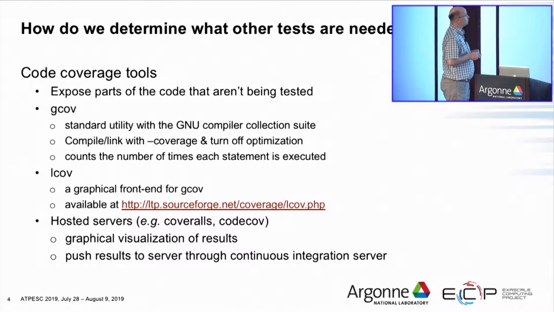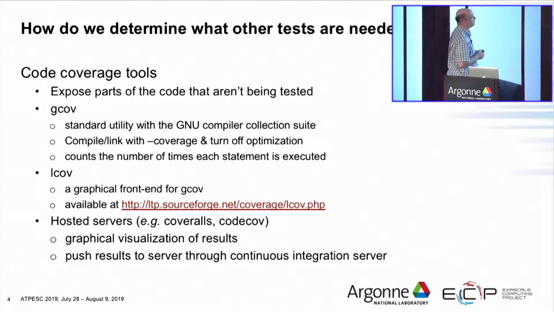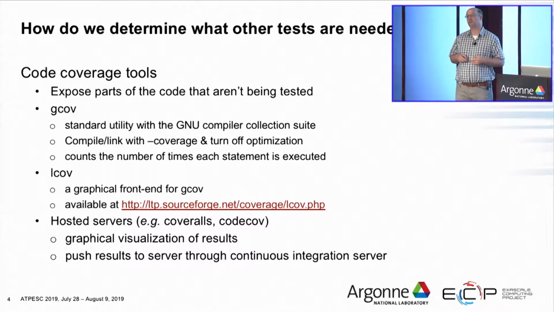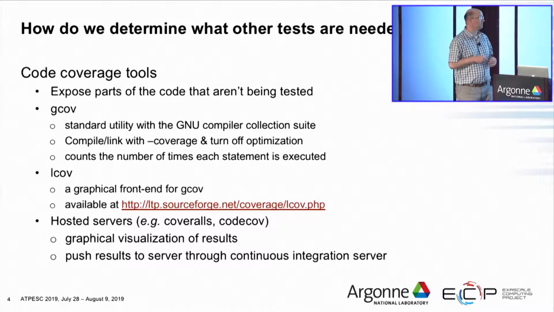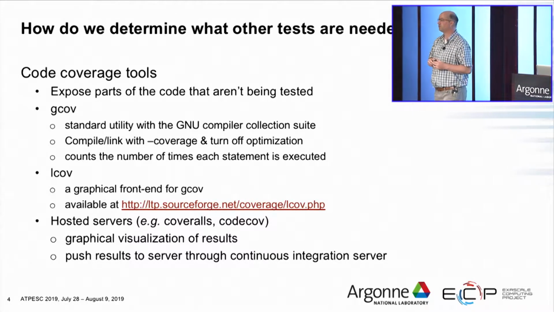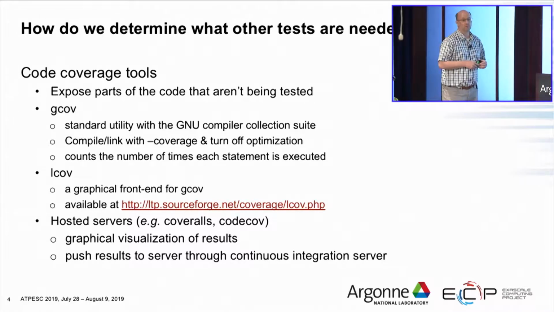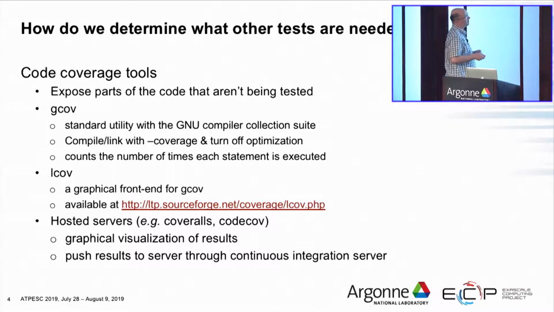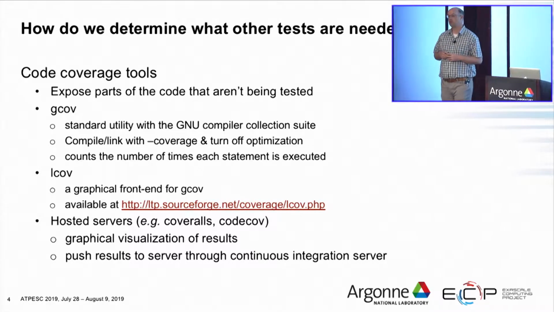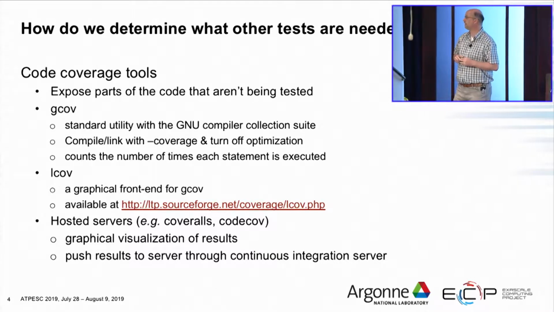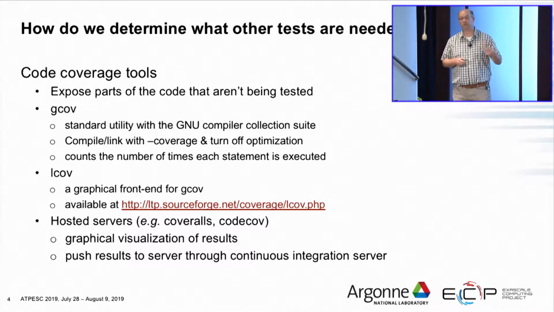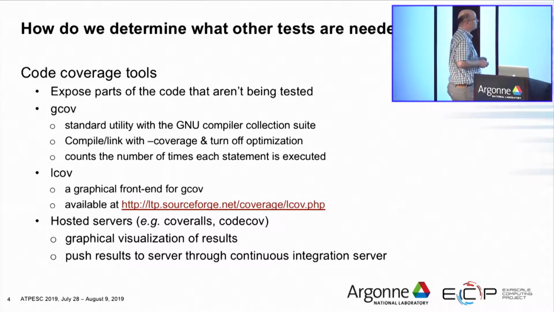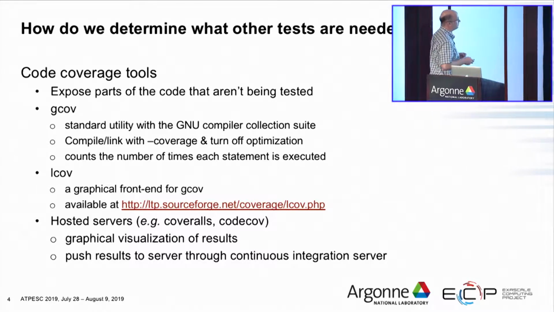So this tool gcov is a standard utility with the GNU compiler collection suite. The way you use it is when you want to build and run your test suite, you compile it and link it with this extra flag, --coverage. And they suggest that you turn off optimization so that the results that you get are more in line with what you've actually written. What it's going to do when you run the test suite is, under the hood, count the number of times that each statement has been executed, and it will create some intermediate files. Then you can use gcov itself on those intermediate files and extract the results, the percent code coverage by line, as well as which lines have been called how many times.